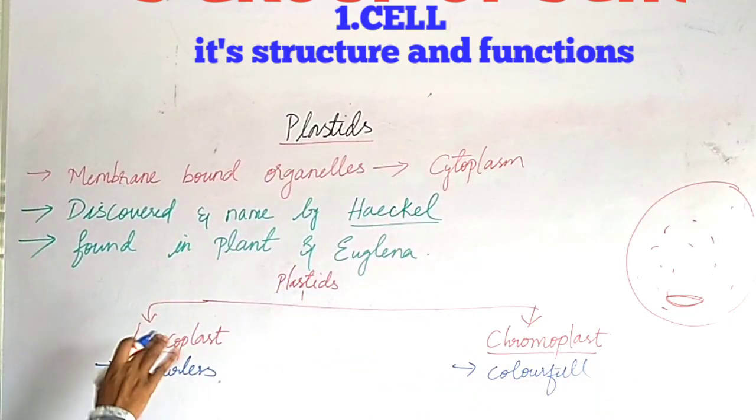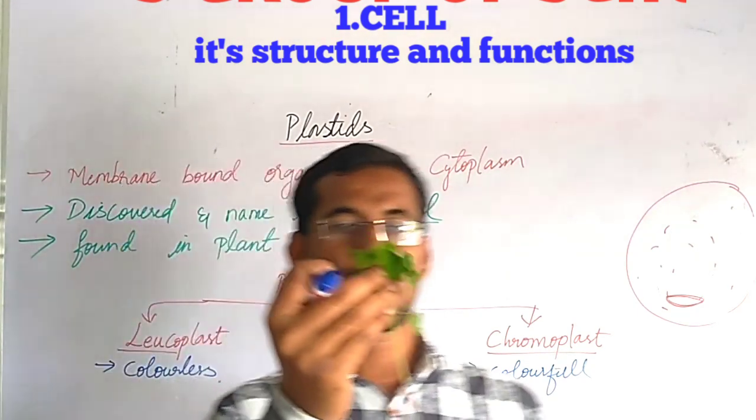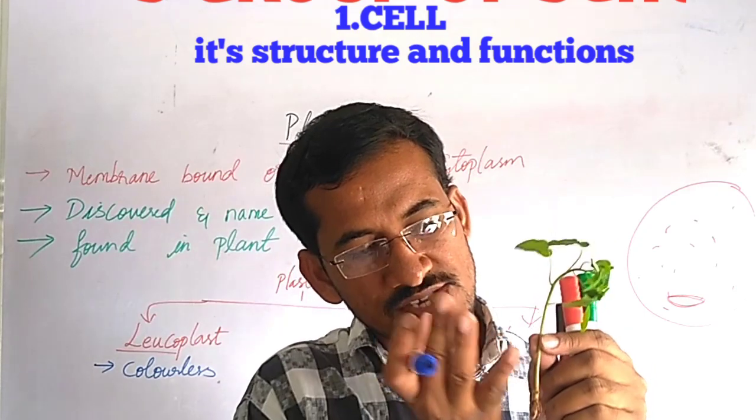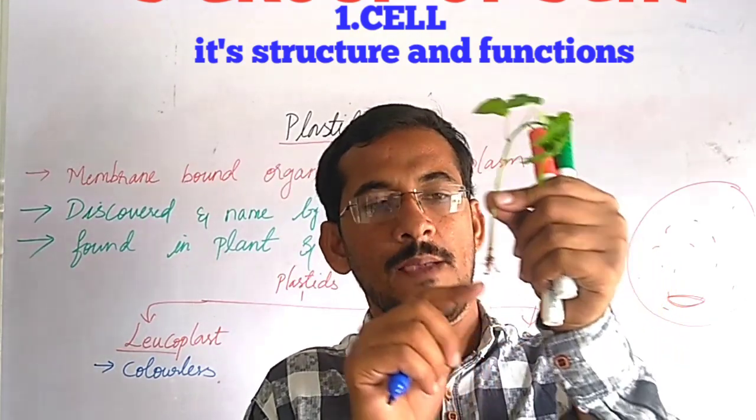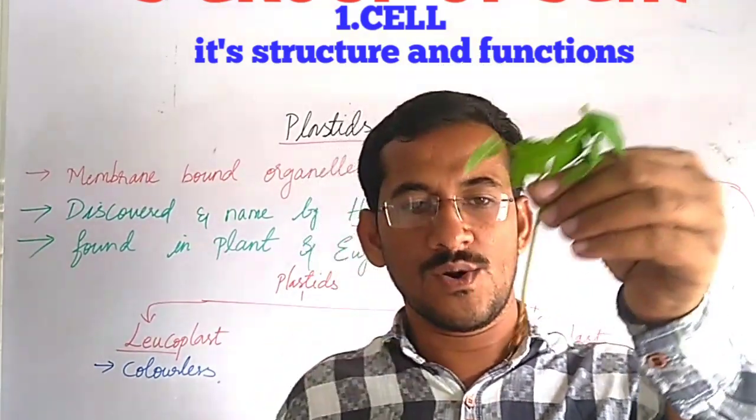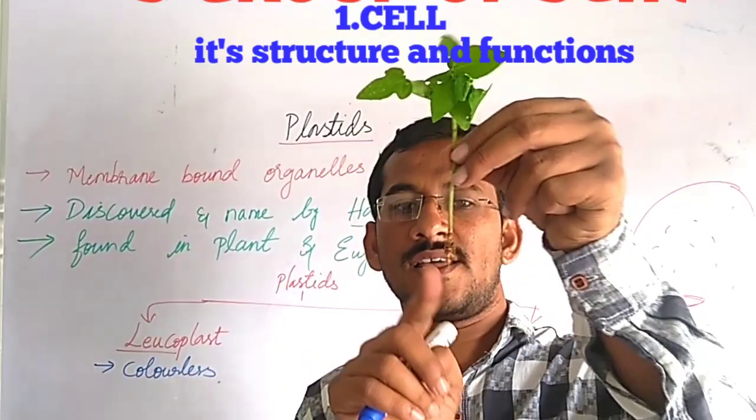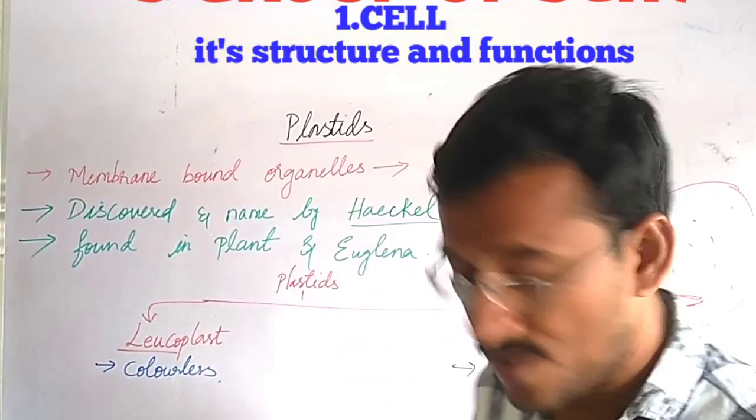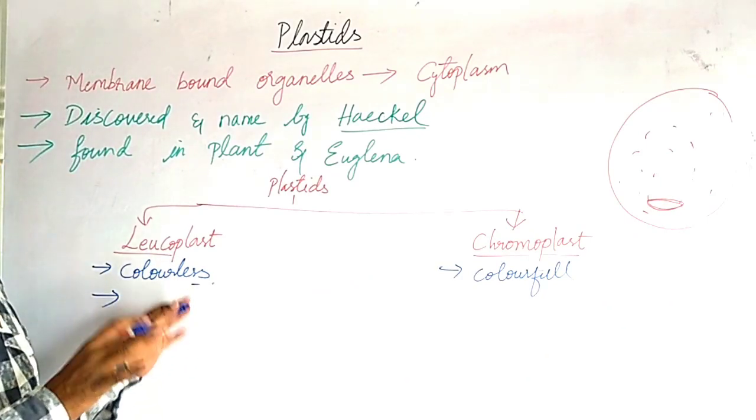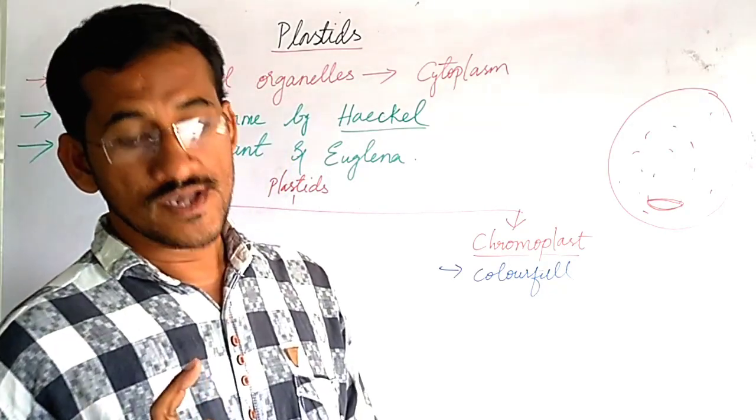So leucoplasts are mostly present in plant parts. So this is a plant. In this plant, leucoplast is present in the parts of the plant which are below the ground. So these roots are below the ground, which is not exposed to sunlight. You can see here this is a colorless part. Root is a colorless part. So leucoplasts are colorless and they are present in a plant part which is below the ground, which is not exposed to sunlight.